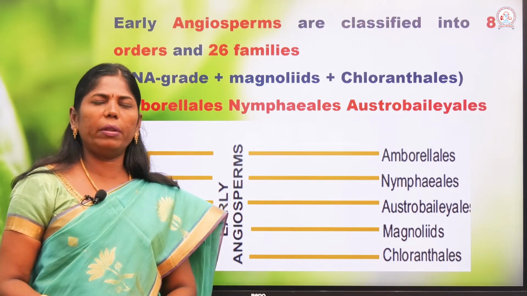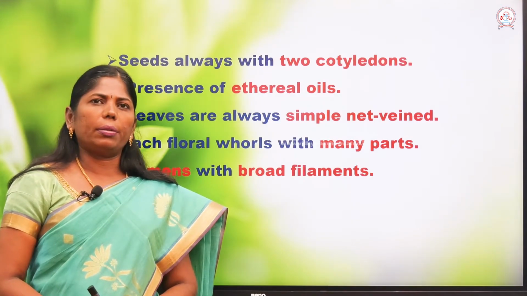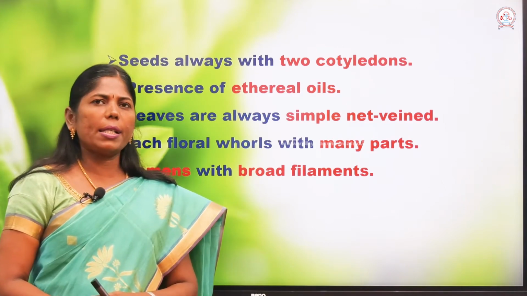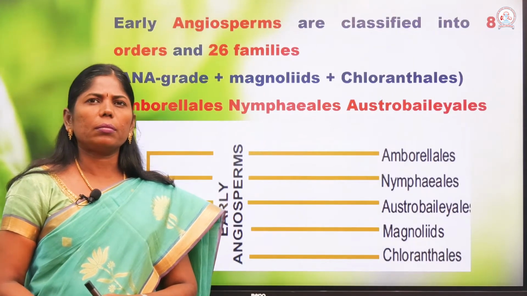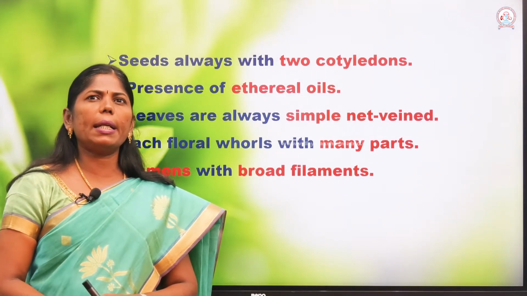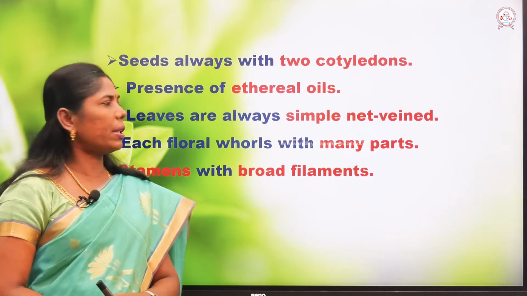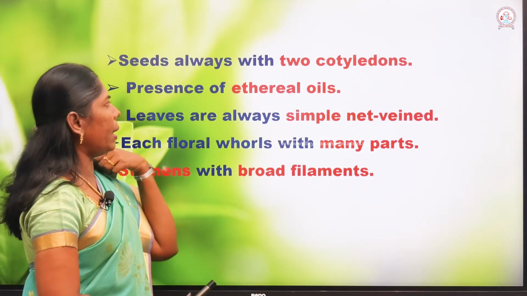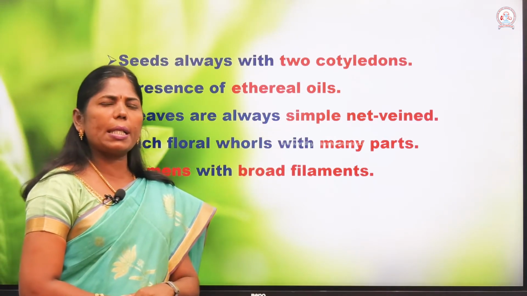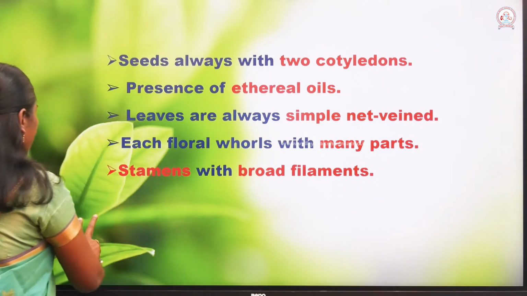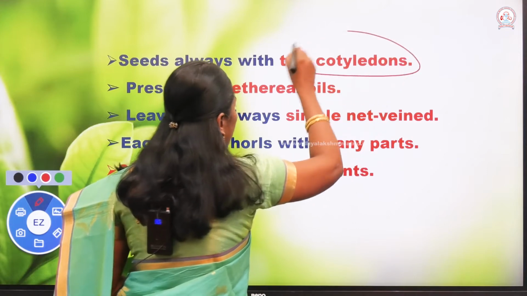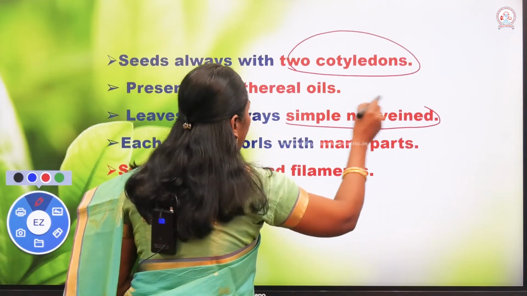So next we will see the dicot. What we have seen so far is the early angiosperm. The next one is the monocot or dicot. Seeds always have 2 cotyledons, that is a dicot character. Leaves are simple and net-veined, that is also a dicot character. Some of the dicot characters we know very well, the basic characters we already studied.